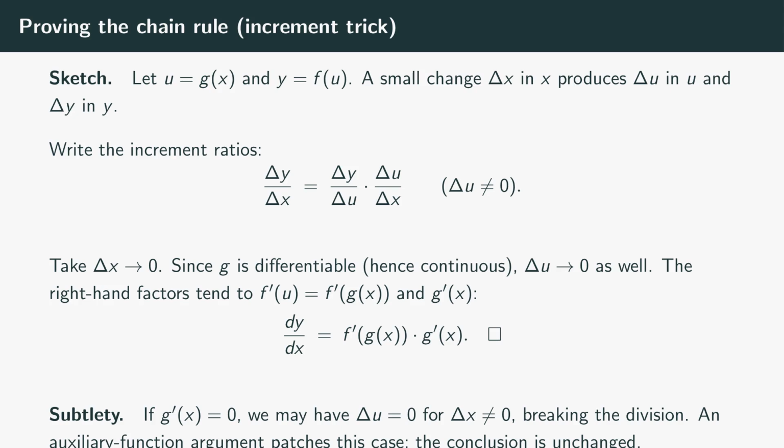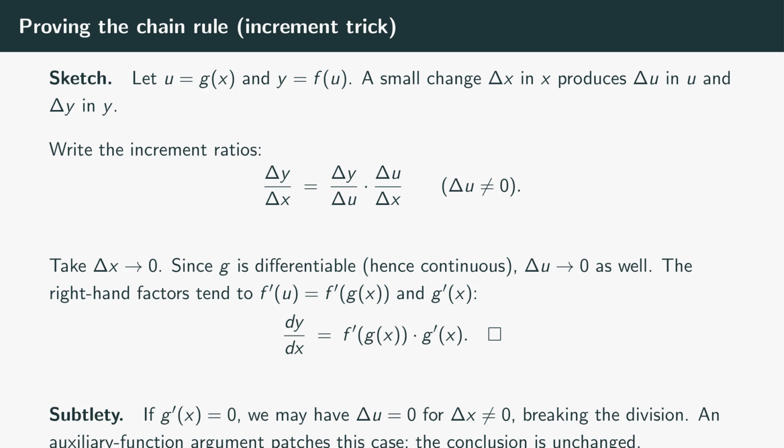Now the proof. Let u equal g of x and y equal f of u, so y is the composition. A small change delta x in x produces a small change delta u in u, and that produces a small change delta y in y. Look at the algebraic identity. Delta y over delta x equals delta y over delta u times delta u over delta x. Assuming delta u is non-zero, we can multiply by delta u and divide by delta u without changing anything.